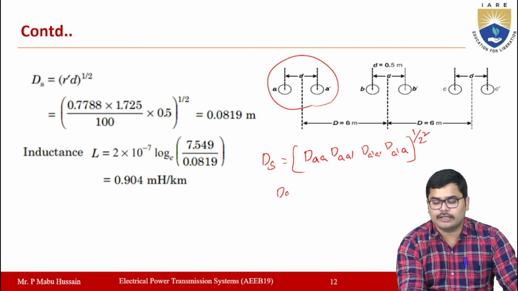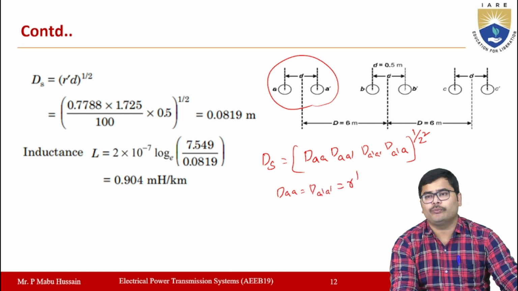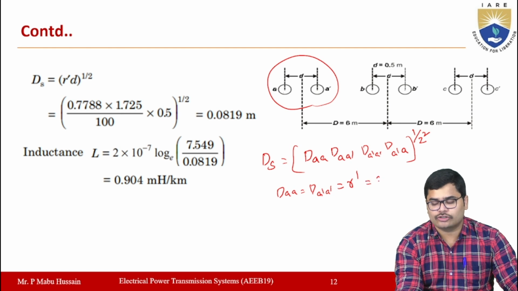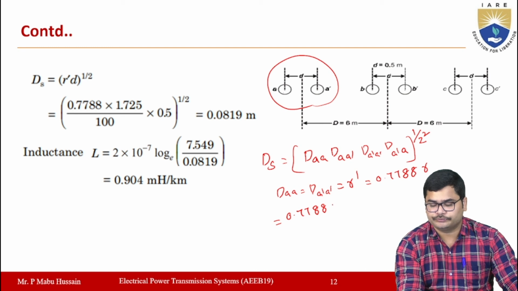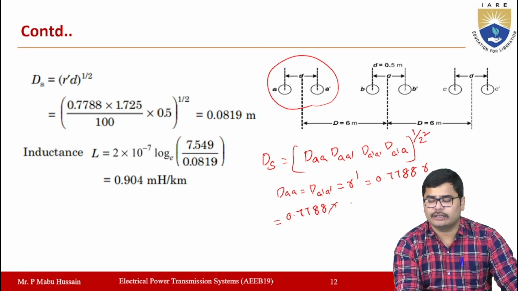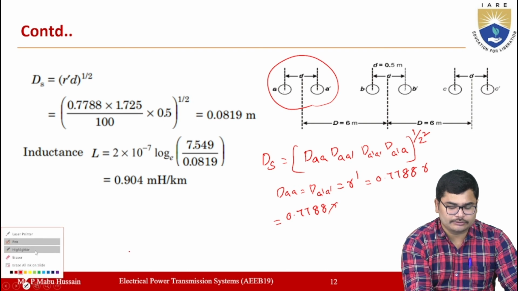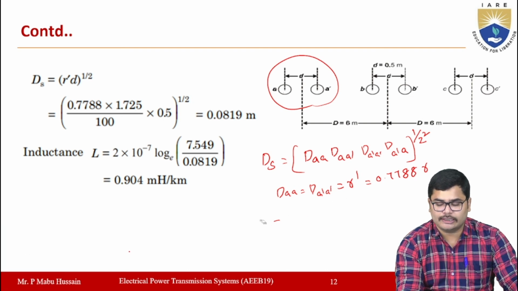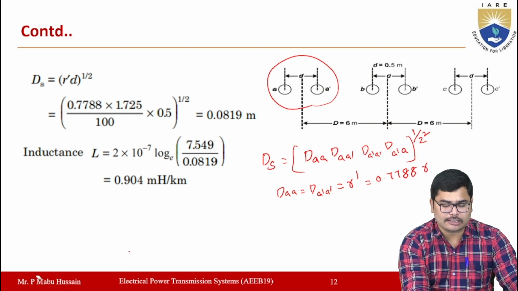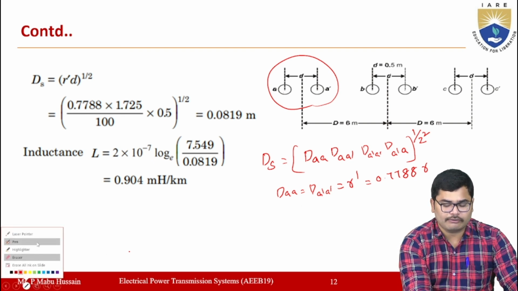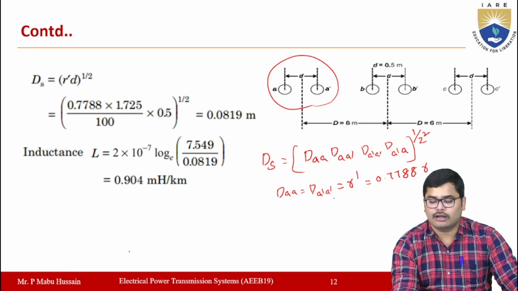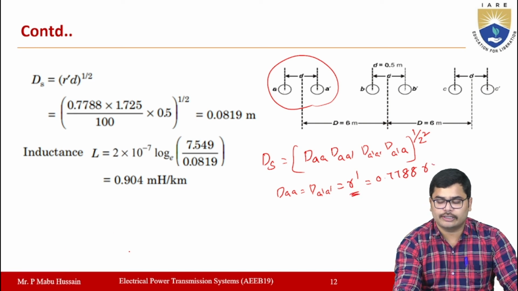Now here the value of DAA and the value of DA dash A dash, these are the self distances. So this value will be equal to R dash. Okay, so this R dash is 0.7788 times the R here. So we will do it later, right? You remember that the value of DAA, DA dash A dash will be equal to 0.7788 times the value of R, or simply R dash. Okay, you substitute here in this equation.